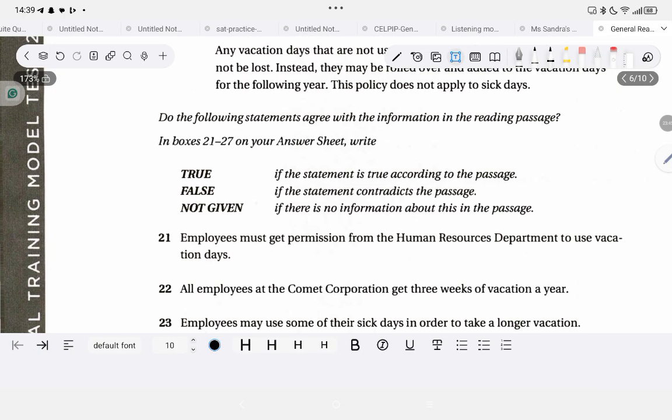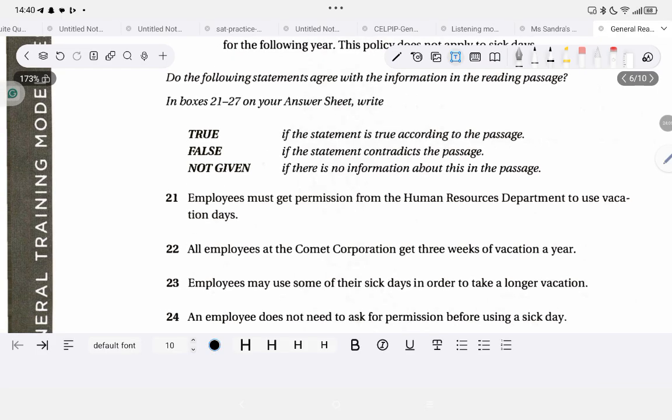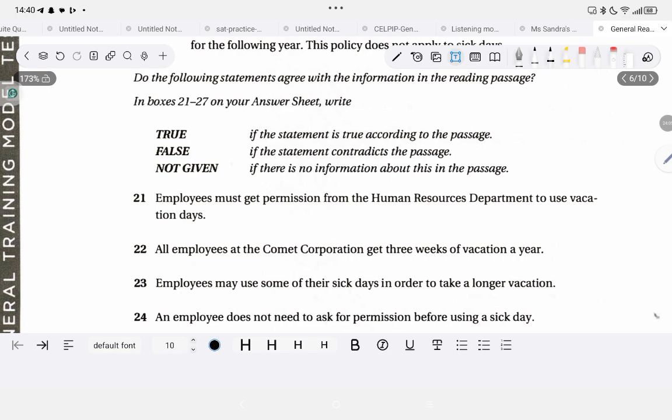So, do the following statements agree with the information in the reading passage? In boxes 21 to 27 on your answer sheet, write true, false, or not given. True if the statement is true according to the passage, false if the statement contradicts the passage, not given if there is no information about it in the passage. 21. Employees must get permission from the Human Resources Department to use vacation days.